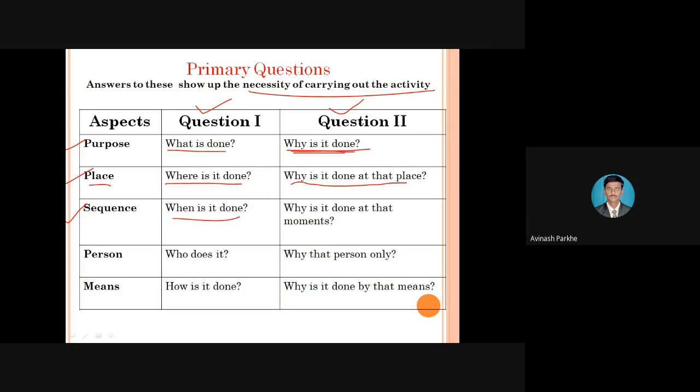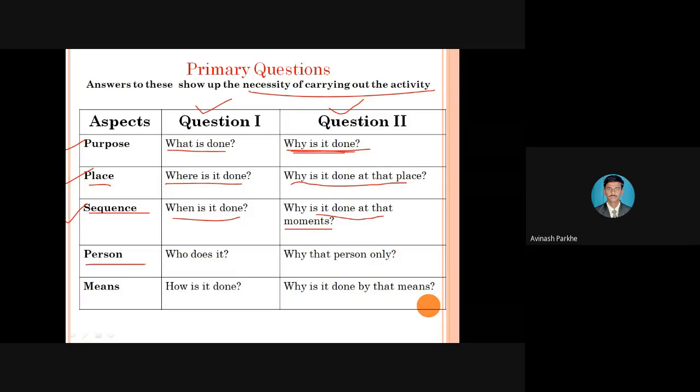Then the next aspect is sequence, when is it done. Sequence means when is it done, at what time, whether I have to do the modification today, or whether I have to do the modification tomorrow or the day after tomorrow. So such types of questions will be asked, when is it done. But what will be your second question? Why is it done at that moment only? If I am doing the modification today only, why today? Why not tomorrow? If I am doing the modification tomorrow or the day after tomorrow, why tomorrow or the day after tomorrow? Why can we not perform it today only? So such types of questions will be asked in this particular sequence.